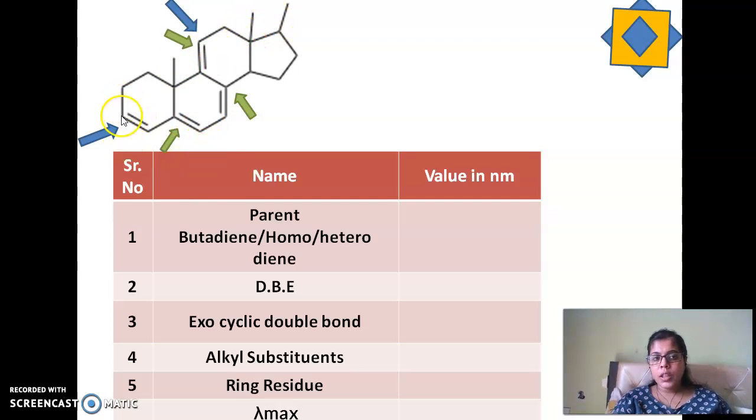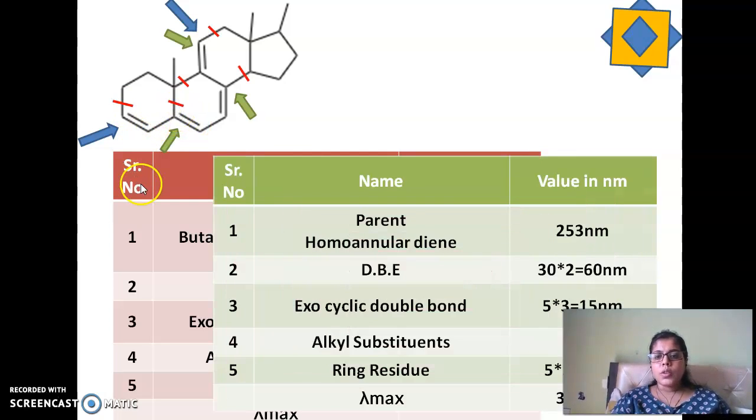Now it's time for ring residue. For this carbon, 1, correct? For here, I do not have anything. Here, nothing. For here, okay. I will just click for all. Yeah, so I have in total 4. For this, I had 1. For this, nothing. For this, nothing. For this, 1. Again, I go here, 1 again. From here 1 again. So in total 5 ring residues plus 25, 3 exos plus 15, 2 DBEs plus 60 and homoannular diene as 253. Okay.